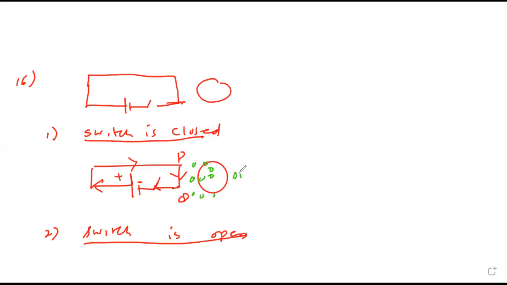So field is outward. Increasing or decreasing? When the switch is closed, current will increase till it becomes steady. Increasing. So by Lenz's law it should be decreased. Who will decrease outward? Inward. That means it will be in clockwise direction in the first case.